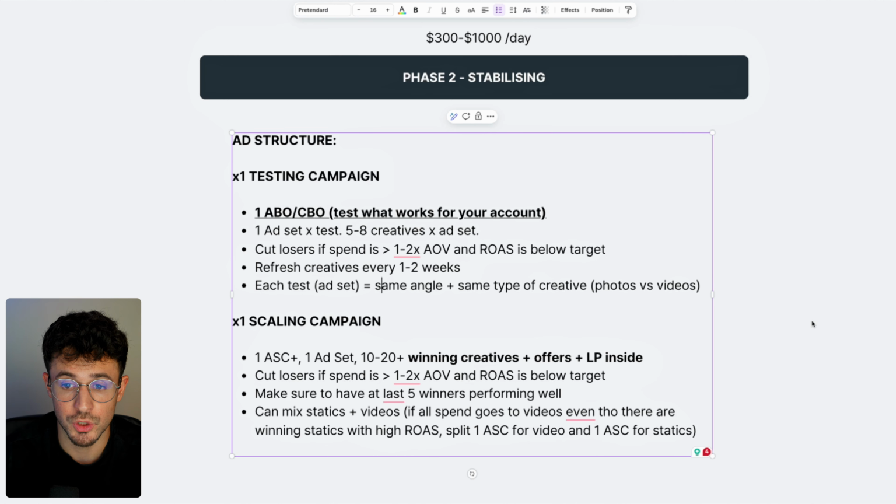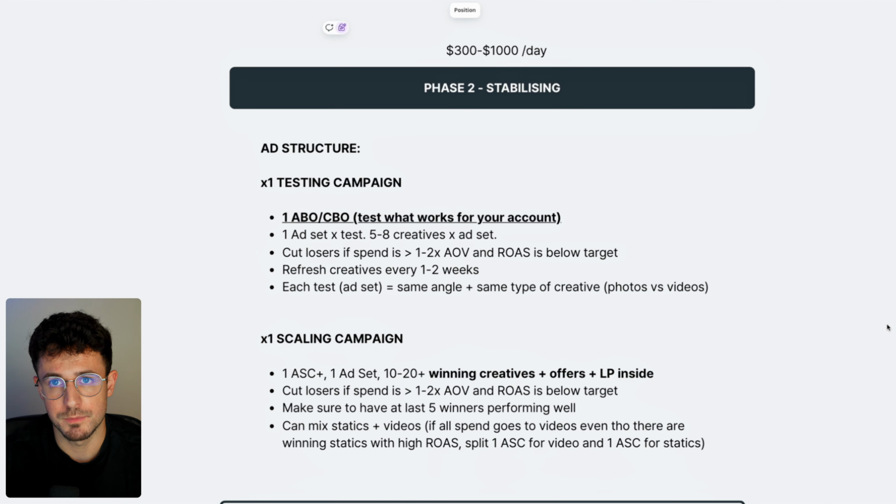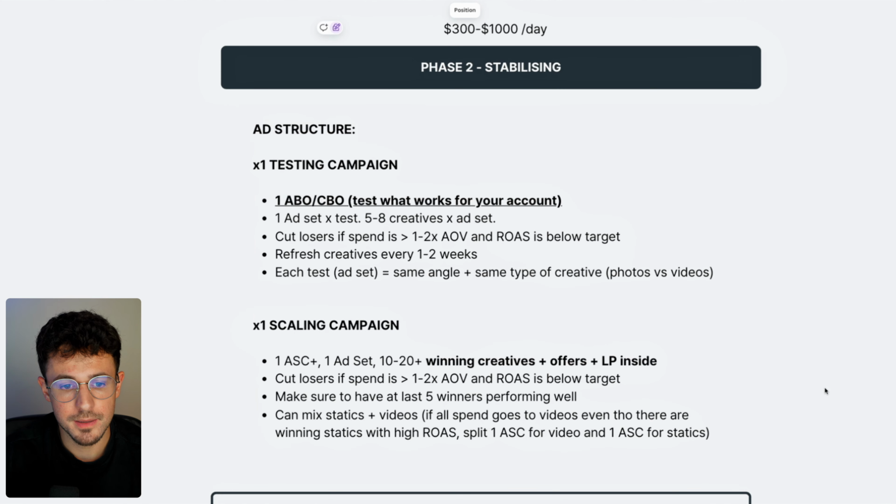And this is actually a very, very powerful technique that not many brands do. And we have seen the highest return on ad spend when it comes to this kind of approach. Scaling campaign. Scaling campaign is one Advantage Shopping Plus, one ad set only, 10 to 20 winning ad creatives inside, best offer, best landing page.